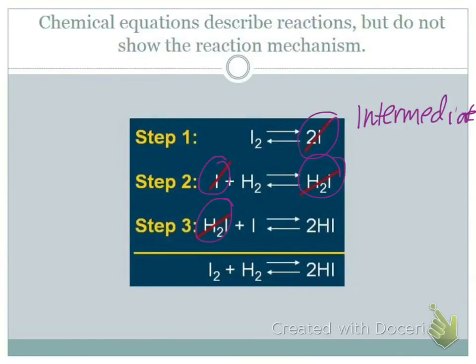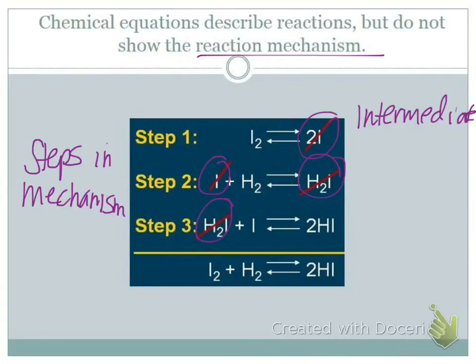These steps, 1, 2, and 3, are called steps in the mechanism. The whole thing is the reaction mechanism. And then the bottom would be our overall net reaction, what we're actually starting and ending with.